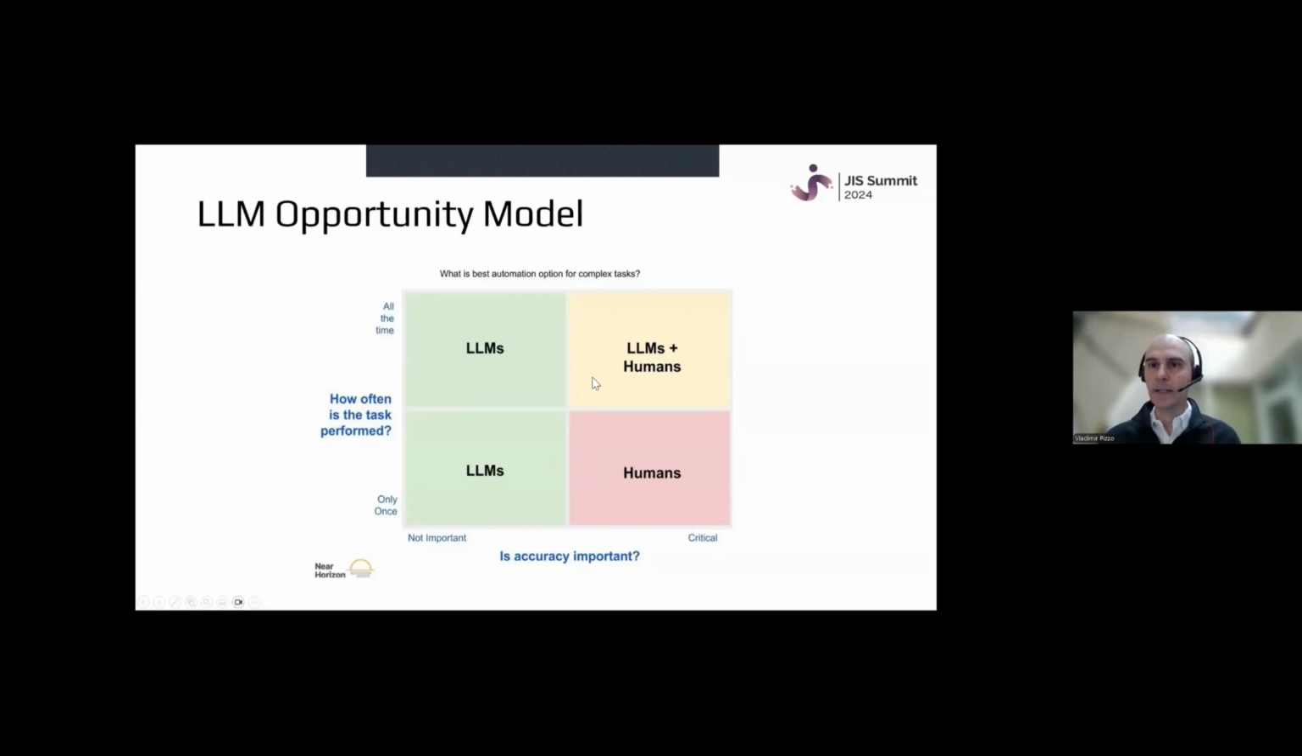But at the end, like the centaurs, you have to have machines and humans interacting to get the best decisions. But there will be some specific tasks that will always be better to keep only for clinicians. So if you have to perform that only once, and it's very critical, rely only on humans.